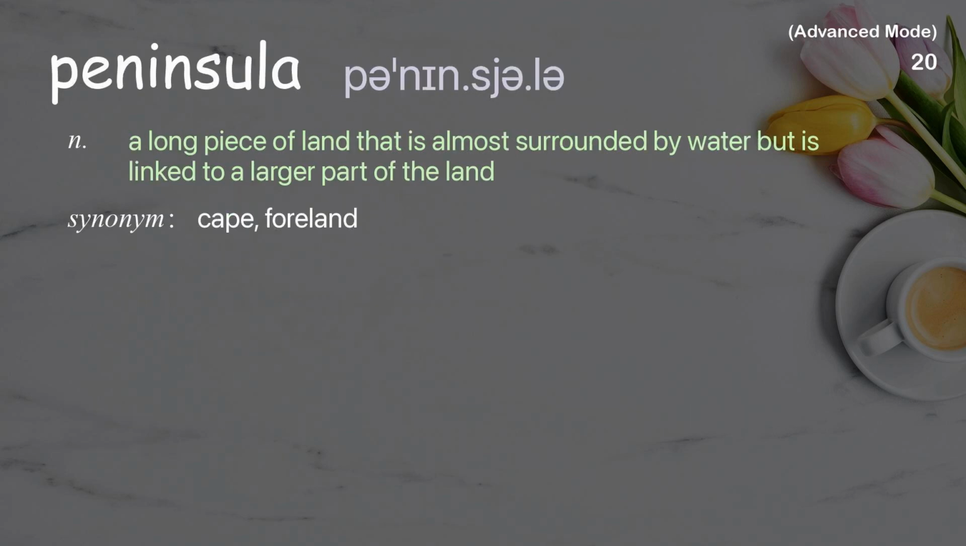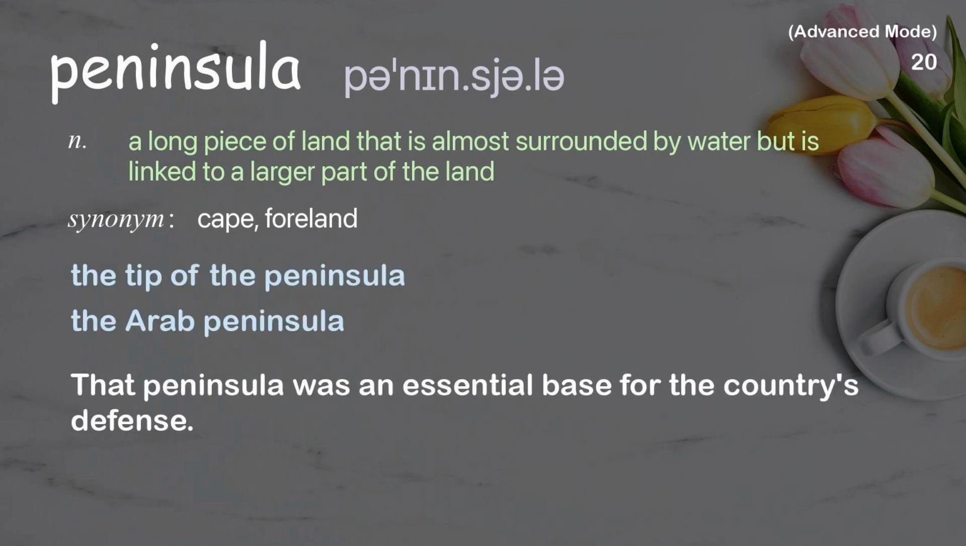Peninsula. A long piece of land that is almost surrounded by water, but is linked to a larger part of the land. Examples: the tip of the peninsula, the Arab Peninsula. That peninsula was an essential base for the country's defense.